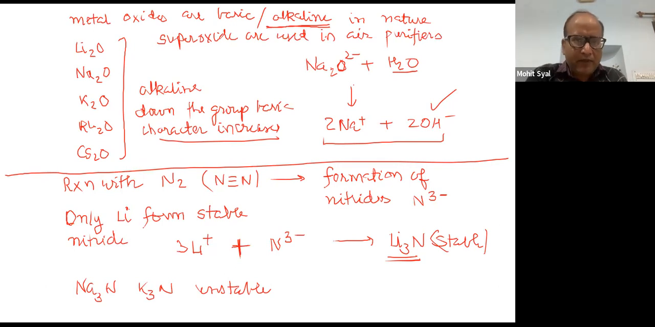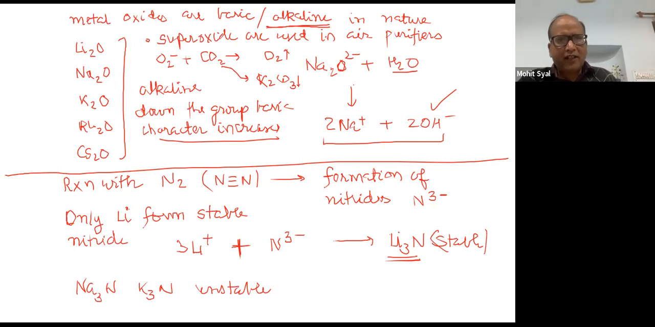They are used in air purifiers to purify air. How do they purify air? These superoxides, O2 minus, absorb carbon dioxide and release oxygen. What happens to this carbon dioxide? It forms carbonate, for example potassium carbonate, which is solid. So they themselves form carbonate by absorbing carbon dioxide and releasing oxygen.